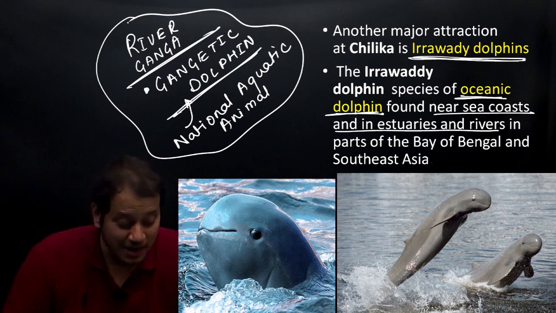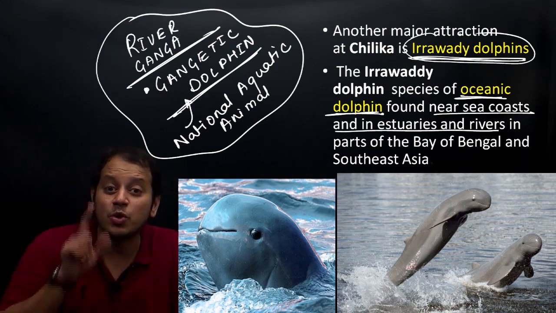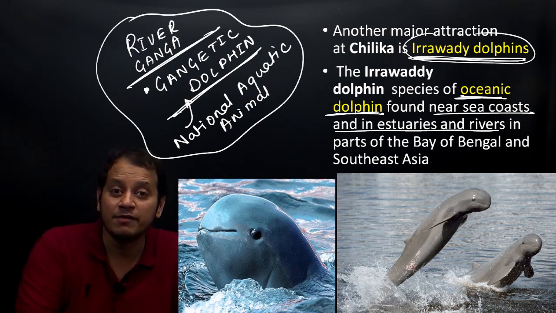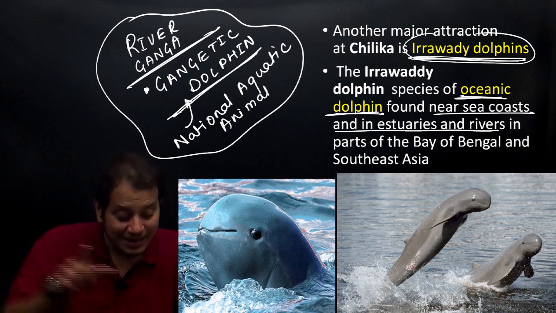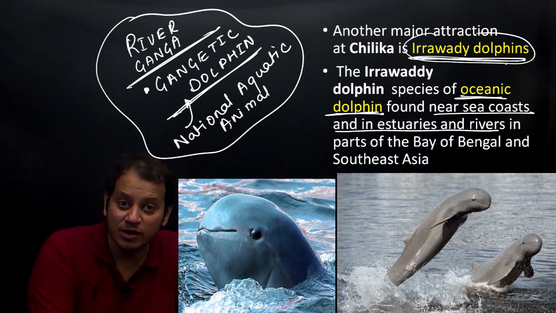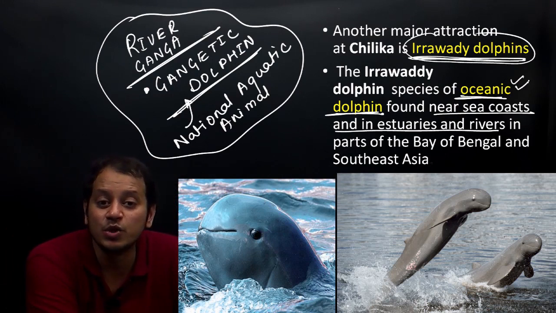But the river Ganga dolphin is different. The Irrawaddy dolphin is totally different from the Gangetic dolphin. This is just a related topic which I am covering. The Gangetic dolphin is a freshwater dolphin. The Irrawaddy dolphin is an oceanic dolphin.